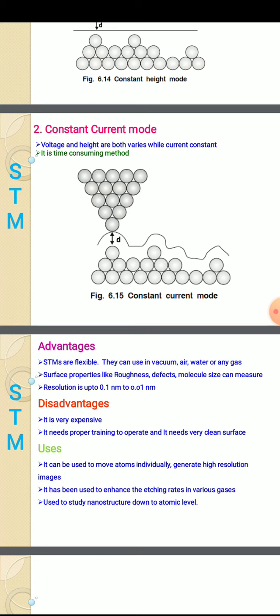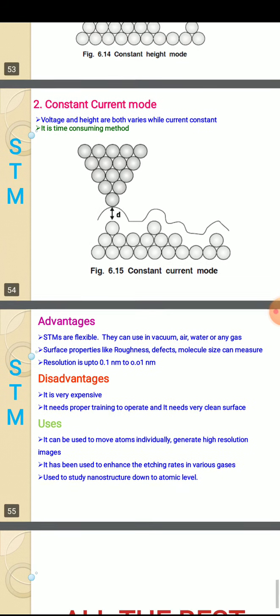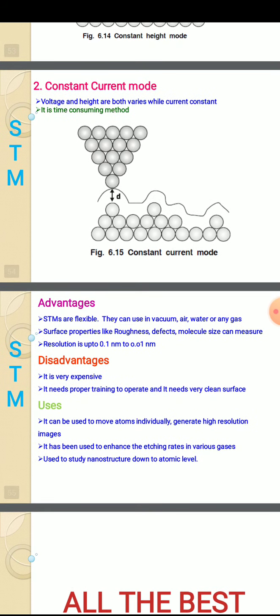Even though, this method has some disadvantages: it is very expensive and it cannot be used by everyone, it can be used only by trained people. Those who are well versed in the instrument can use it.